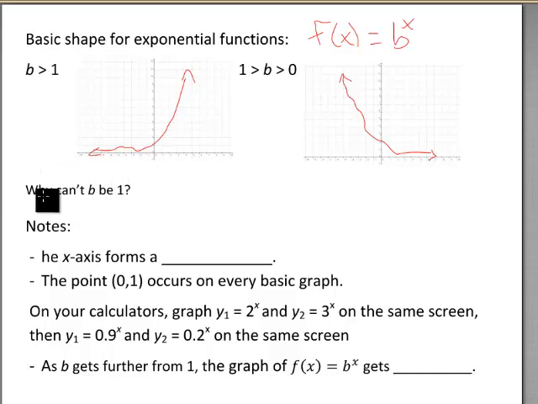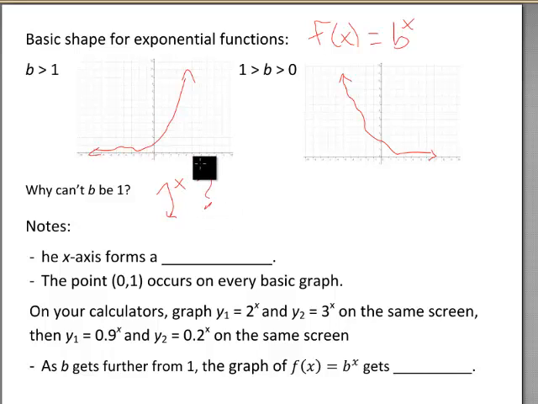So the question then becomes, why can't b be 1? We've covered every example for all positive numbers besides 1: positive numbers less than 1, positive numbers bigger than 1. Why can't b be 1? So I'll allow you to think about that. What happens when you change x when you have 1 to the x power? So consider that on your own.